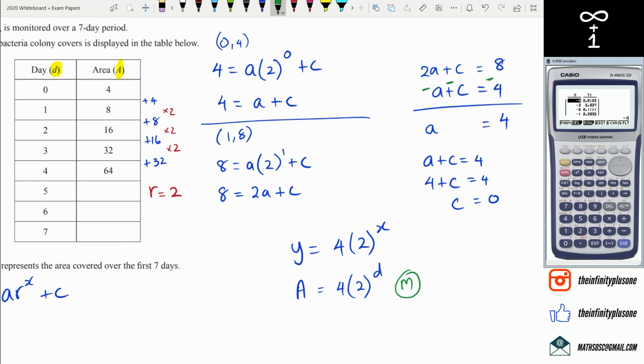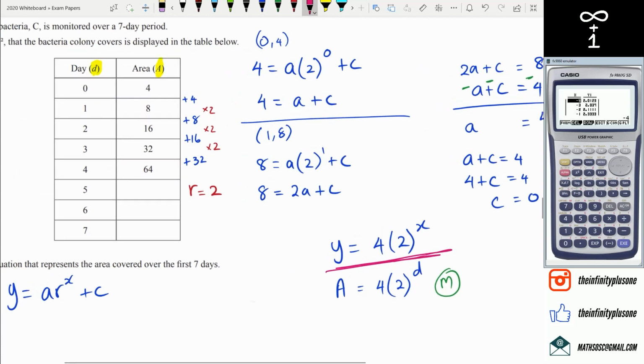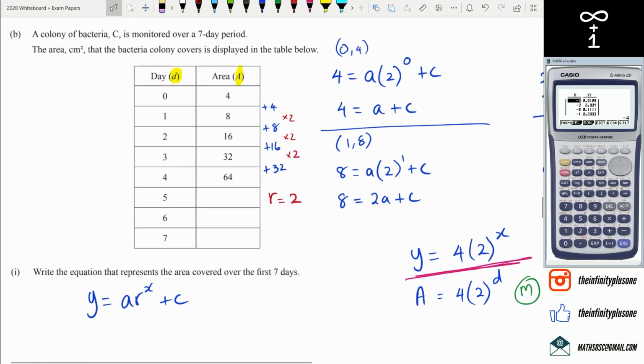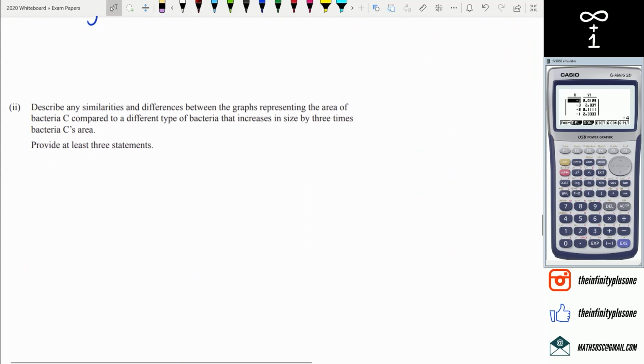All right, now they don't actually mention anything about writing it in this format here with the y equals 4 to the power of 2x. I know in previous years they've actually said that that format is fine, but I would just be on the precautionary side. I would actually put the a and d as those are the things that are highlighted. Okay, so let's go to question 2.